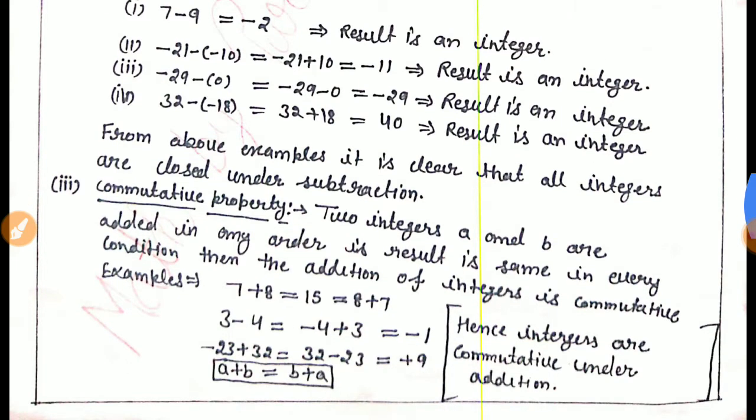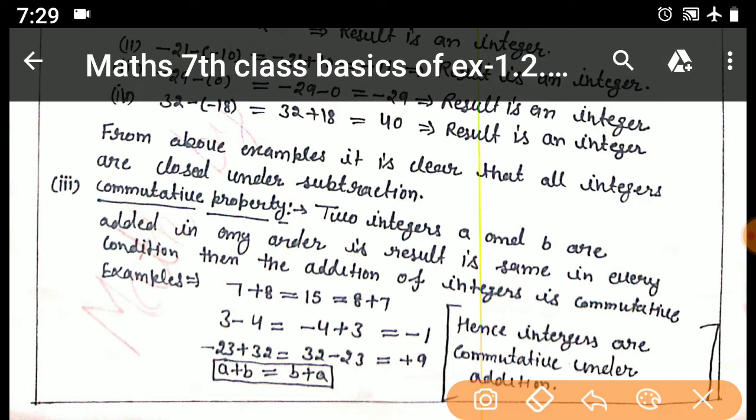Next is the commutative property. What do we mean by the commutative property under addition? If we are adding two integers in any sequence and their result is the same, then they are commutative. Let us take examples. The very first example is 7 plus 8, what is the result? 15. And 8 plus 7 will also give us 15. That's why these numbers are commutative.